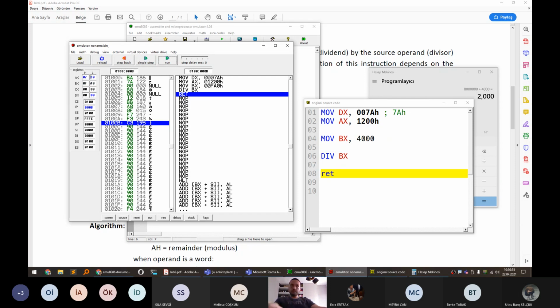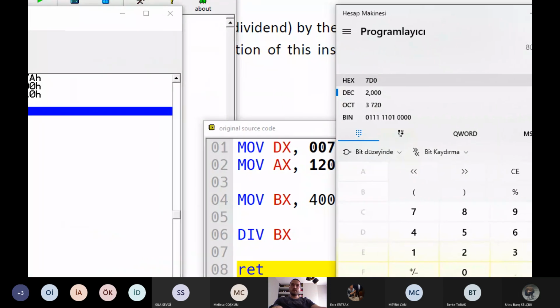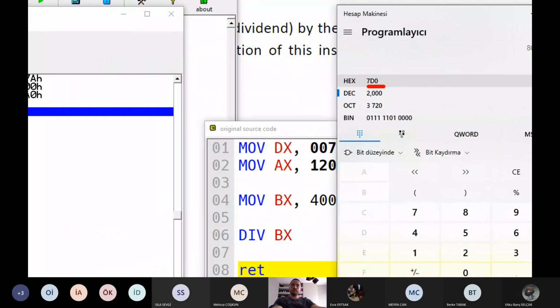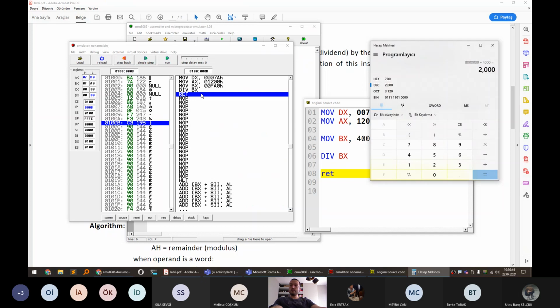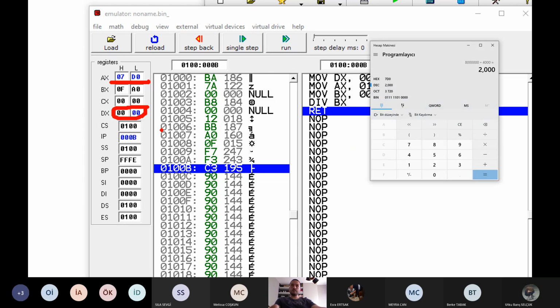Okay, the result is, as you can see from here, 7d0. The result is in AX, which is 7d0. In DX is 0. As you can see, there is no remainder.